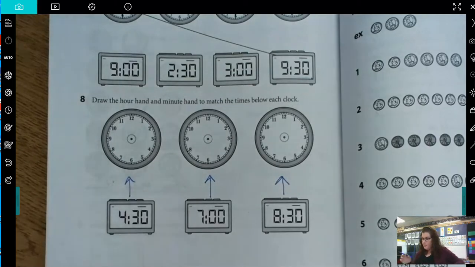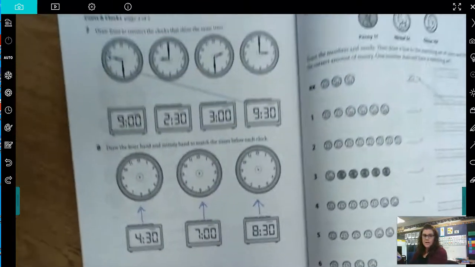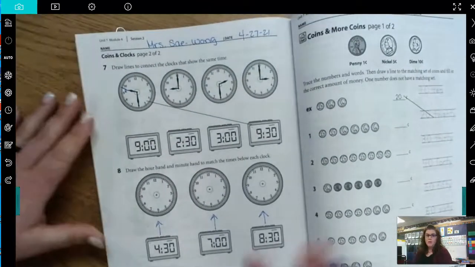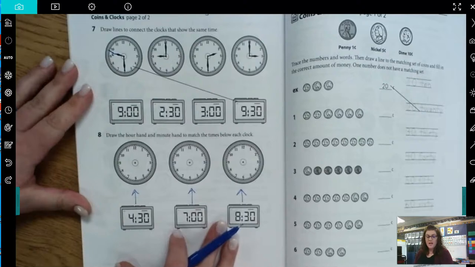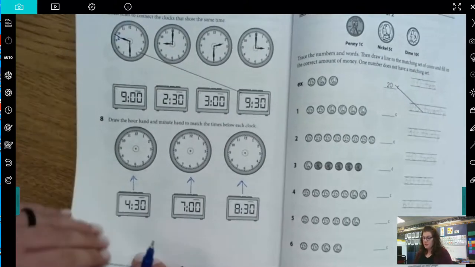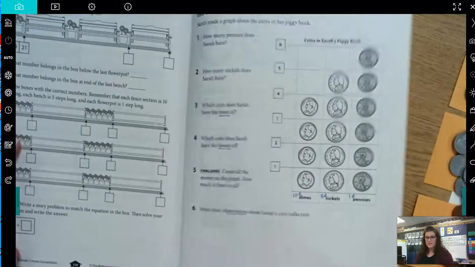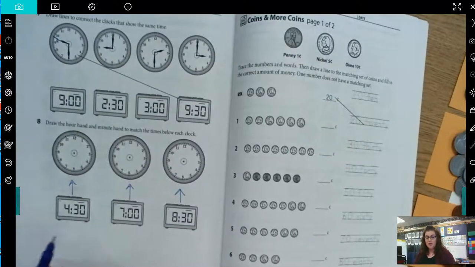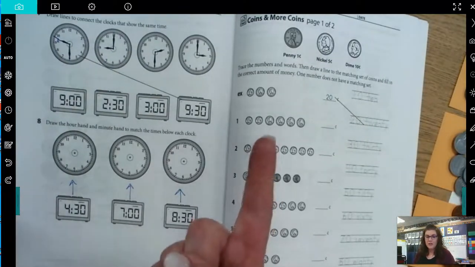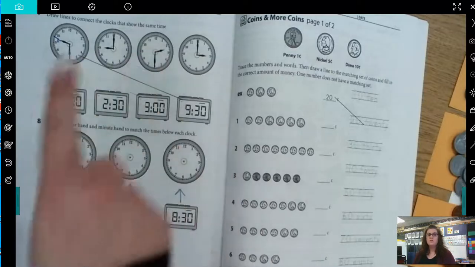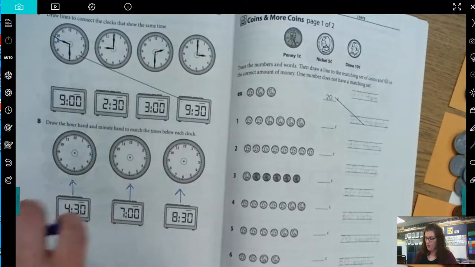All right, if you're back with me, that tells me you're all done working on telling time. Now what I want you to do is head on over to Seesaw, send me pictures of both pages 117 and 118 so that I know you're getting the hang of counting coins and to show me that you still remember how to tell time on our clocks.